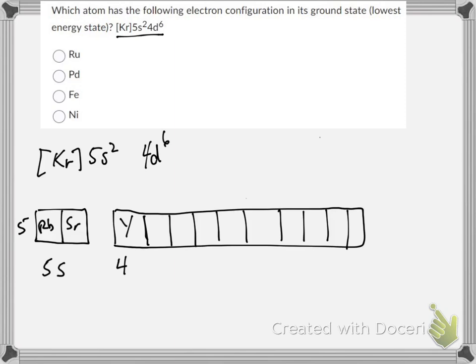And we look at yttrium, we'll have 1, zirconium, niobium, molybdenum, technetium, 4d5. And when we get to 4d6, it is ruthenium. So we would pick ruthenium here as the element that has 5s2, 4d6 as its ground state electron configuration. Right, we did that one.